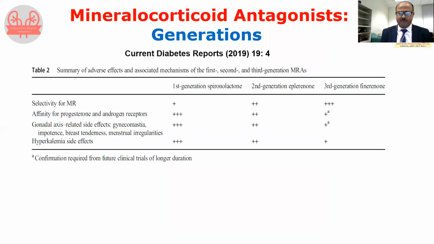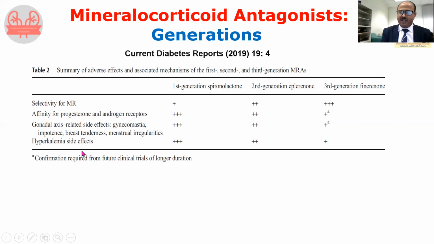I like this table very much because it shows in a simple way the difference between the three generations of mineralocorticoid receptor antagonists. We have the first, spironolactone, the second, eplerenone, and the third, Finerenone, as I mentioned. In this table, you can see the difference in selectivity for mineralocorticoid receptors. The highest selectivity is attained by Finerenone. Affinity for progesterone and androgen receptors is bad and associated with problems like gynecomastia. It is the highest in spironolactone, in comparison to the third generation. The gonadal axis-related side effects, gynecomastia, impotence, breast tenderness, and menstrual irregularities, are also very high in spironolactone, but very low in the third generation, Finerenone.